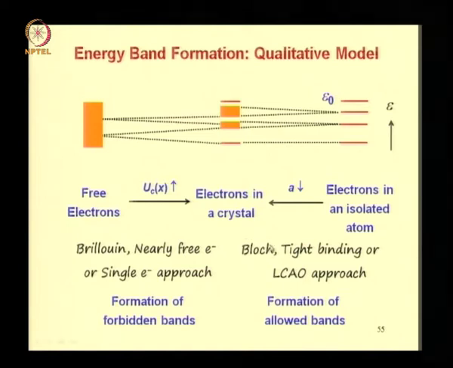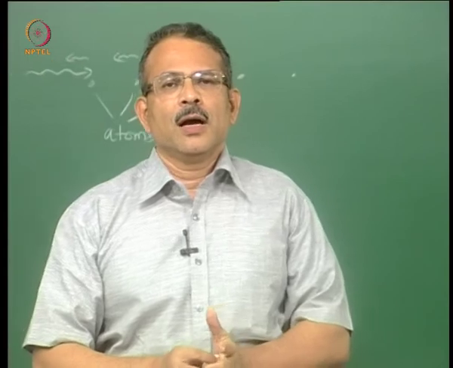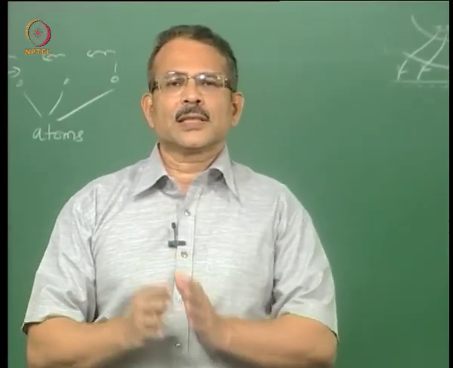So Bloch is the name of a scientist, and so is Brillouin. So the scientist Brillouin proposed the formation of forbidden bands from picture of a free electron, and the scientist Bloch proposed the formation of allowed bands from allowed levels of an isolated atom. So both these approaches can be used, and they have their own advantages. Let us now come to a quantitative model of energy band formation, after a qualitative model we discuss the quantitative model.